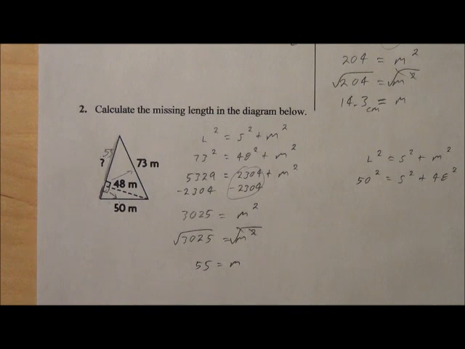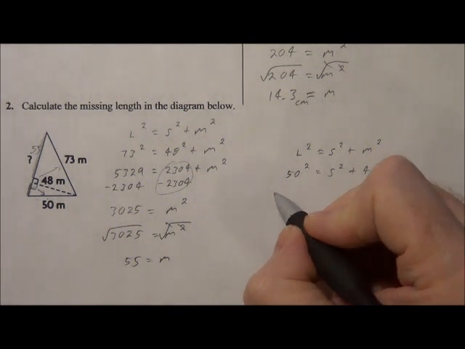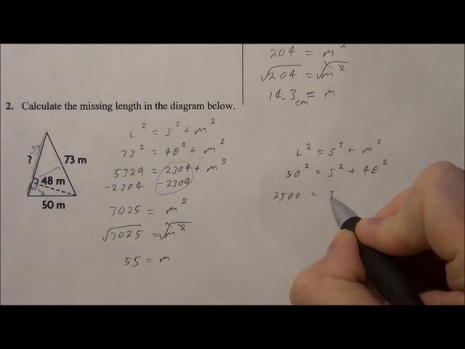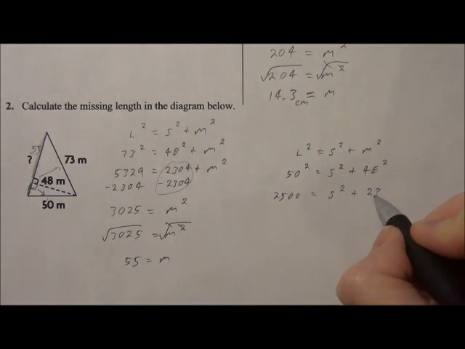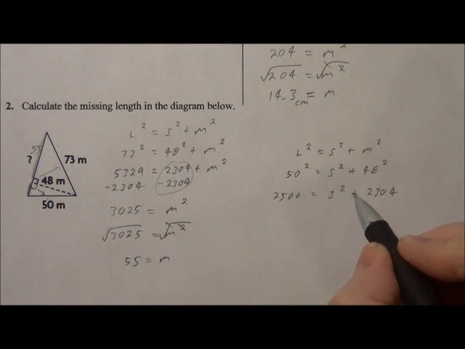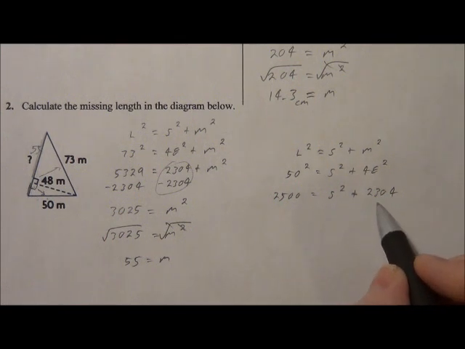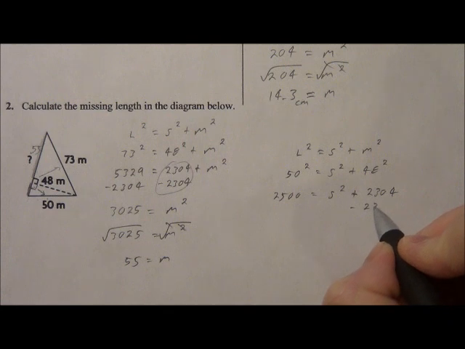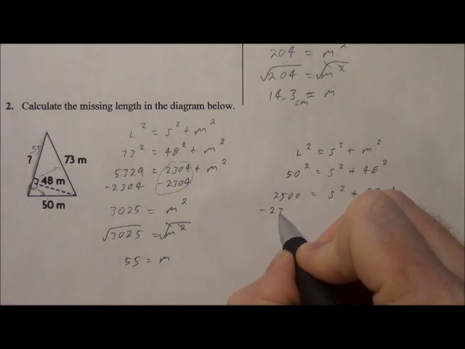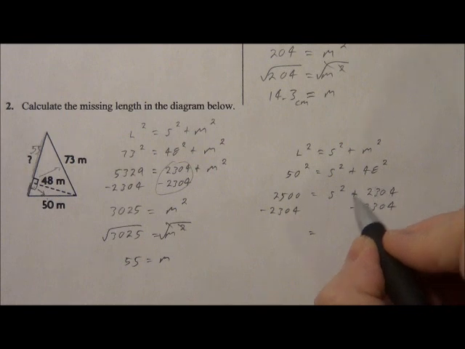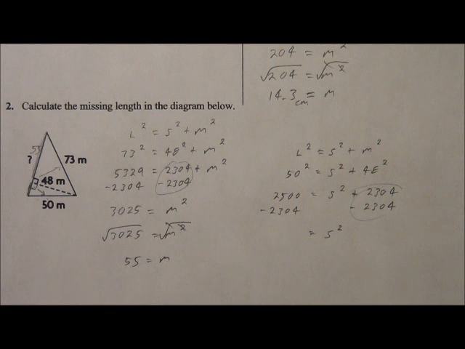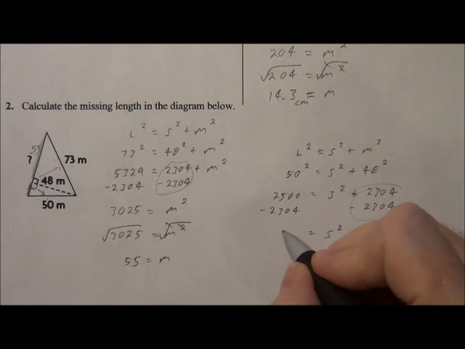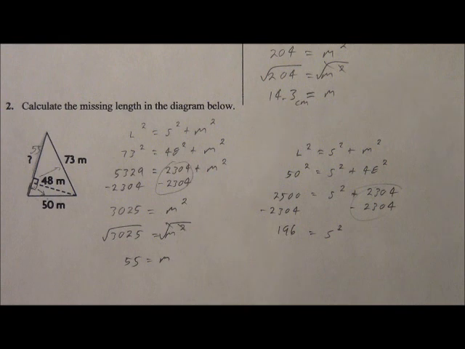Then we'll do the 50 squared, which is 2,500, equals the short side squared, plus 48 squared from before was 2,304. We got two terms, one's a variable, we're going to subtract 2,304 again from both sides to create again the zero pair. We're left with the short side squared, and this gives us 196.